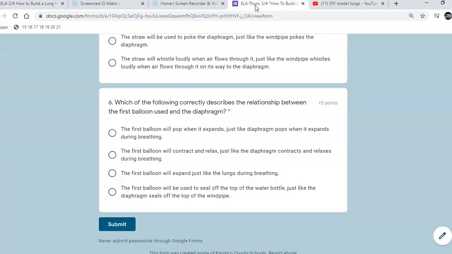The first balloon will pop when it expands, just like the diaphragm pops when it expands during breathing. The first balloon will contract and relax, just like the diaphragm contracts and relaxes during breathing. The first balloon will expand, just like the lungs during breathing. The first balloon will be used to seal off the top of the water bottle, just like the diaphragm seals off the top of the windpipe.